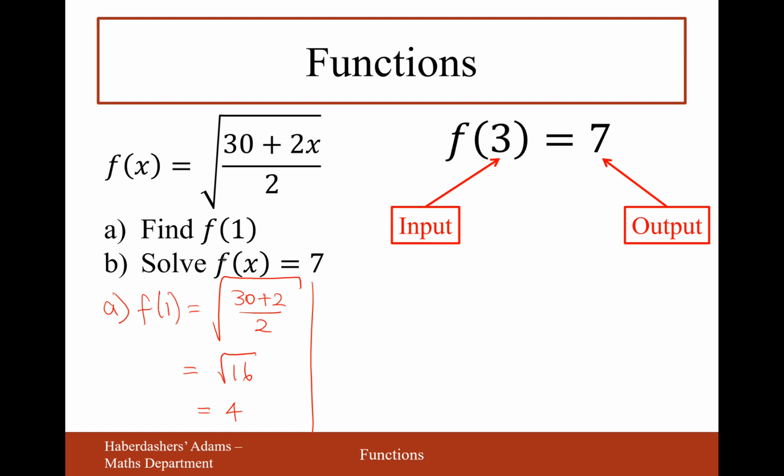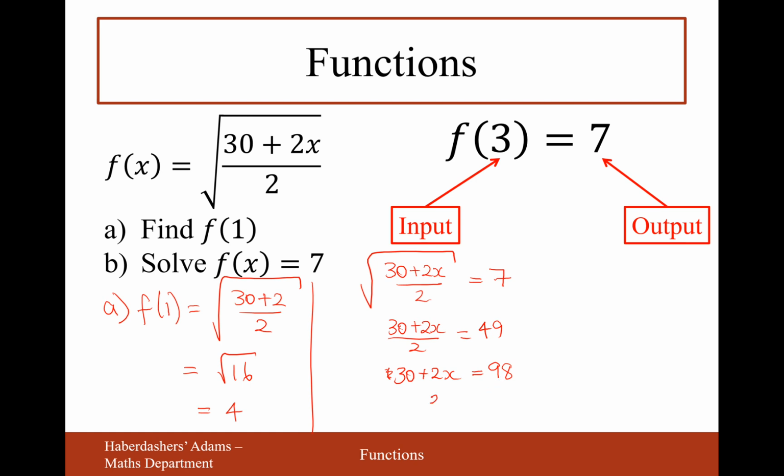And in part B it says solve f of x equals 7. That means you need to set up an equation and set it equal to 7 and work out what x is. So we'll do the square root first. Get rid of the square root, that'll make it 49. Then we need to times by 2 to get rid of this divide by 2. So that's going to make it 30 plus 2x equals 98.